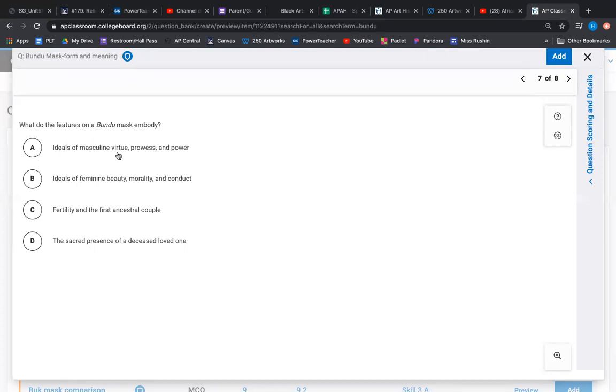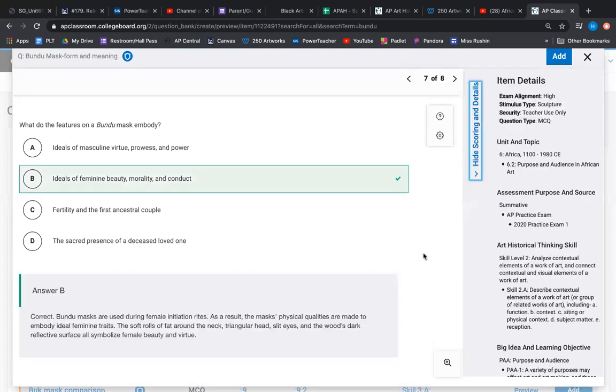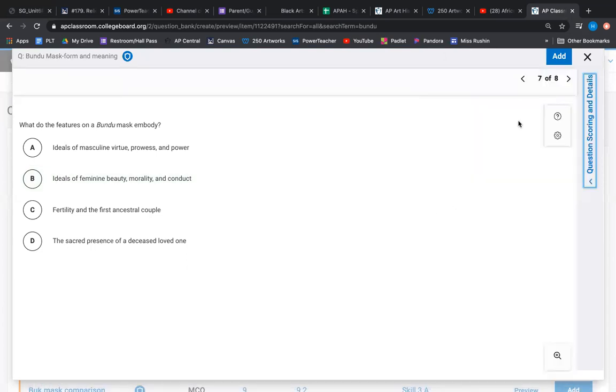Ideals of masculine virtue, ideals of feminine beauty, morality and conduct, fertility, and the first ancestral couple, the sacred presence of a deceased loved one. What do you guys think? Yeah, I thought so too. Explains it on the bottom. All right, one more.